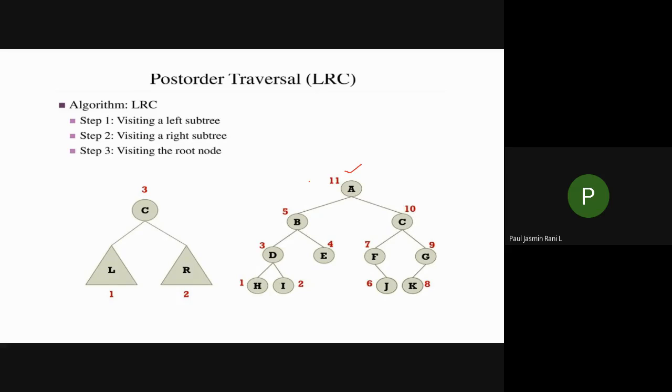It is the opposite of your pre-order traversal. First you have to print your children rather than your root. That is, after printing the children only, you have to print your parent. First you have to print left, next right child, next you have to print your root. So you try this problem. Let me see what answer you are getting.